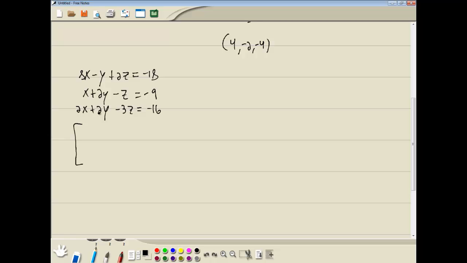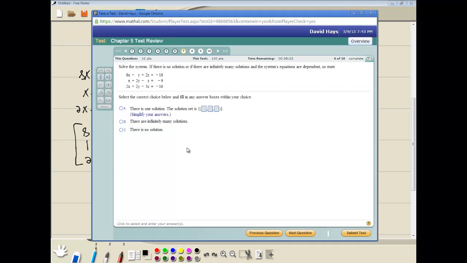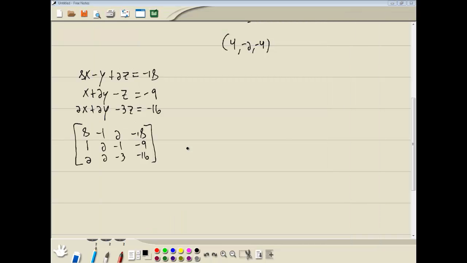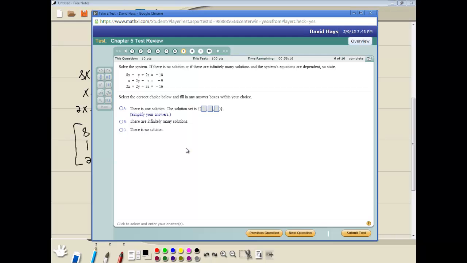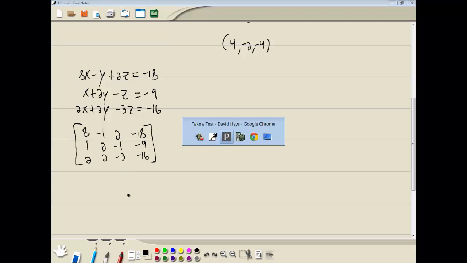Okay, I'm going to drop my x's, y's, and z's, keep the numbers in their signs. So I got 8, negative 1, 2, negative 18, 1, 2, negative 1, negative 9, 2, 2, negative 3, negative 16. And I'm going to double check my numbers as well as my eyes can tell. Okay, let's go ahead and put that in the calculator.